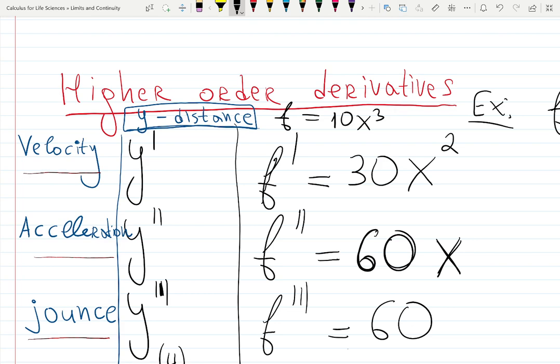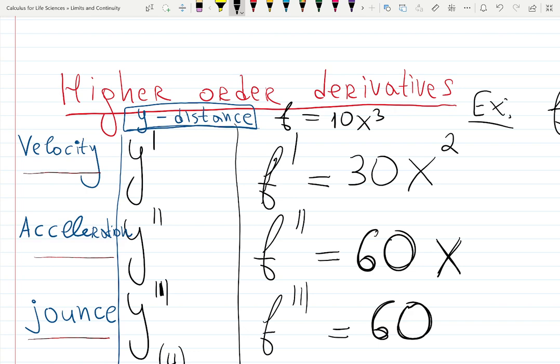Very rarely known in math, but physicists and biologists do use it, is the third derivative. How fast the acceleration changes? How interesting is that question? That's what you call jerk. Third derivative. What is the derivative of 60x? That is just 60. As you can see with the polynomial case, we keep shrinking.